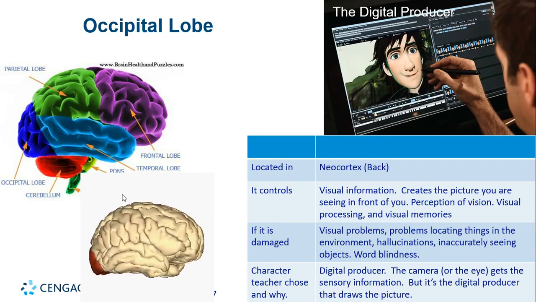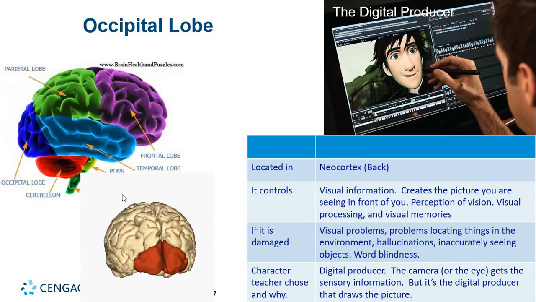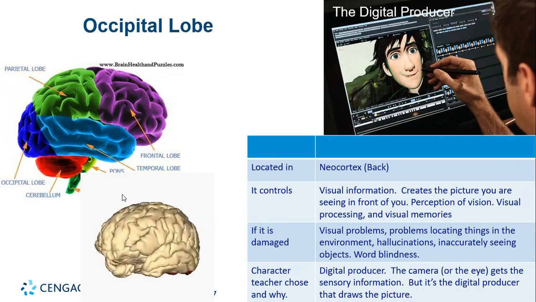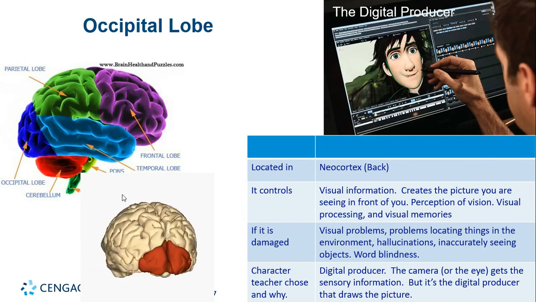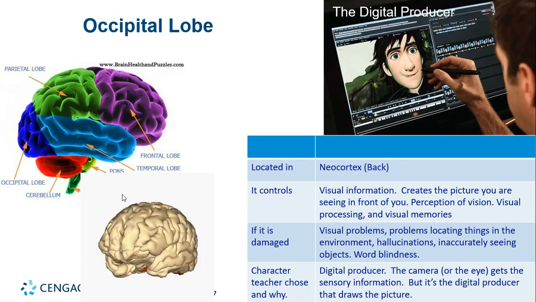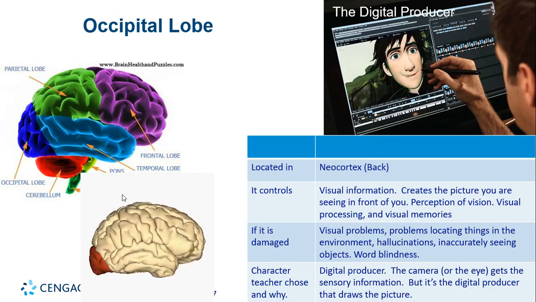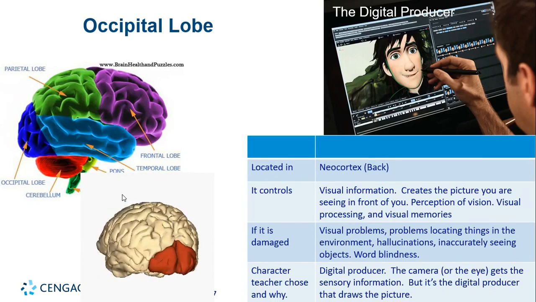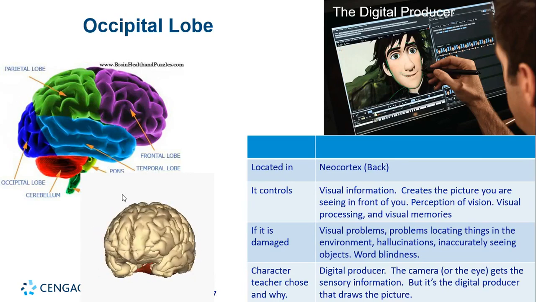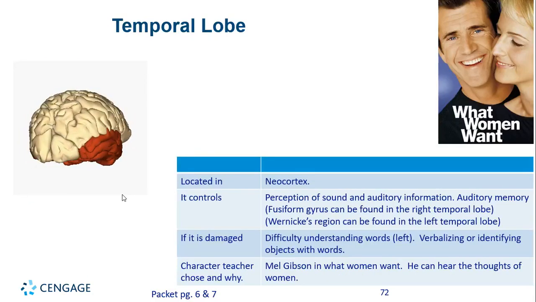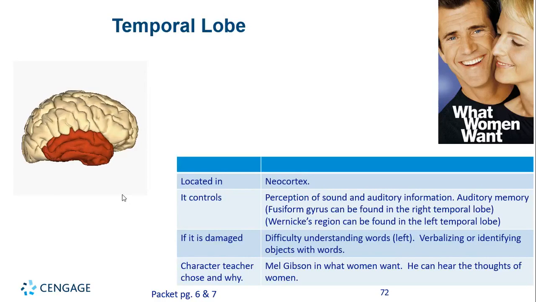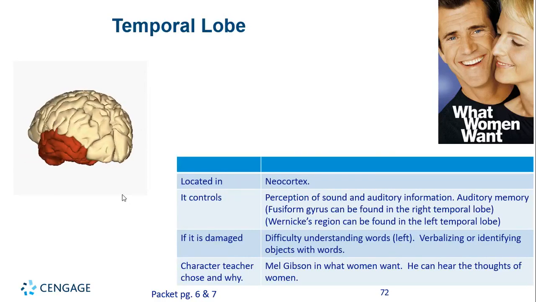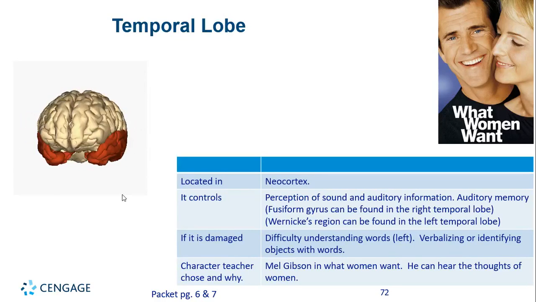If you damage your occipital lobe, obviously you're going to have visual problems, problems locating things in the environment, hallucinations, inaccurately seeing objects. Things like word blindness might occur, where you can't think of the right word, things like that. Now, your temporal lobes are on either side of your head, kind of right above your ear, or I should say right behind your ear.